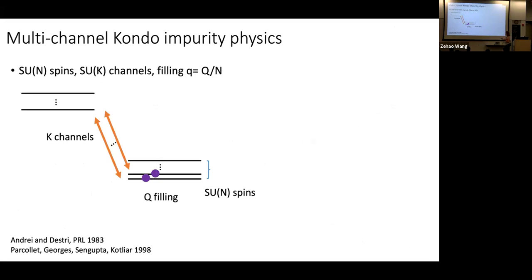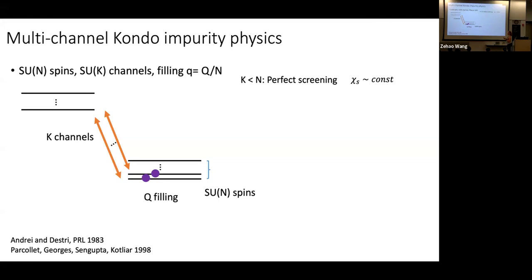So this is work by Parcollet, Georges, and Gupta and Kotliar, the combination of CFT and large N approaches. And this is also solved by the Bethe ansatz by Andrei and Destri. So what we see is that, and I'm going to go through the general case, and then I'll put some numbers in so we connect to what we're more used to thinking about.